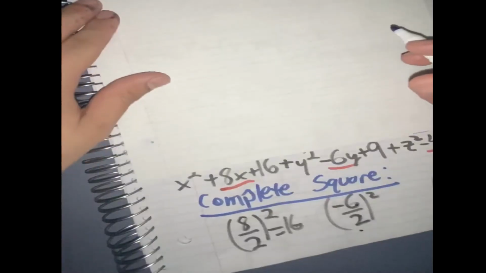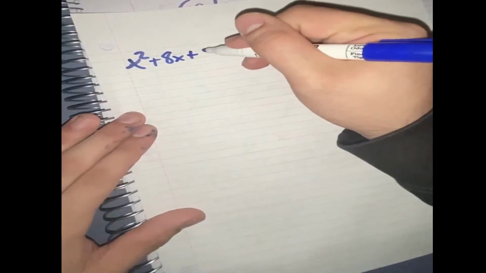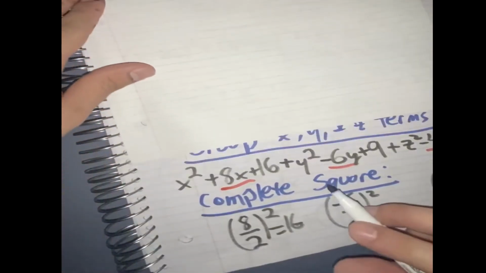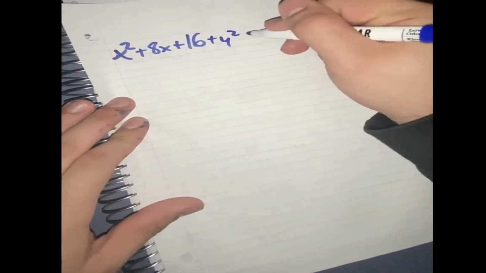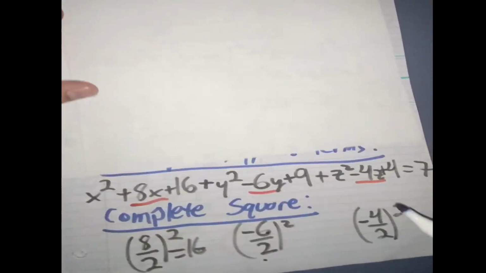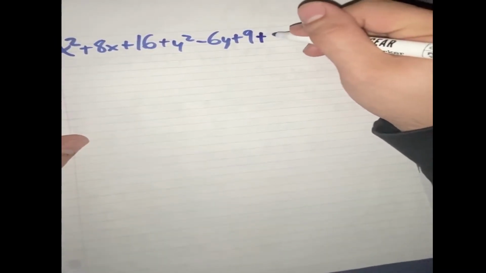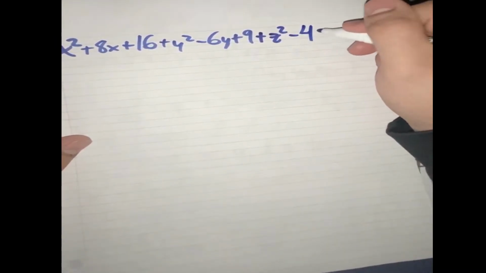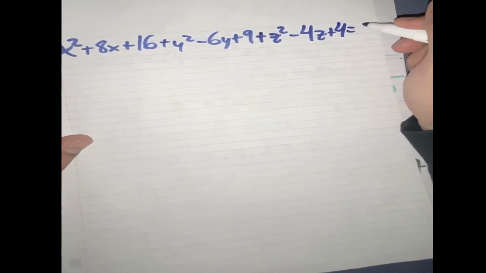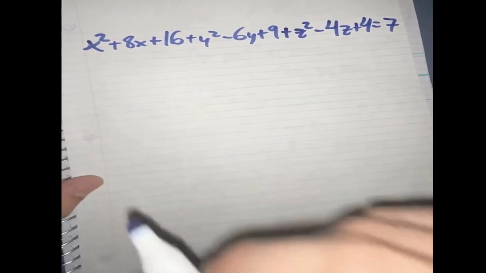So x squared plus 8x plus 16 plus y squared minus 6y plus 9 plus z squared minus 4z plus 4 is equal to 7.